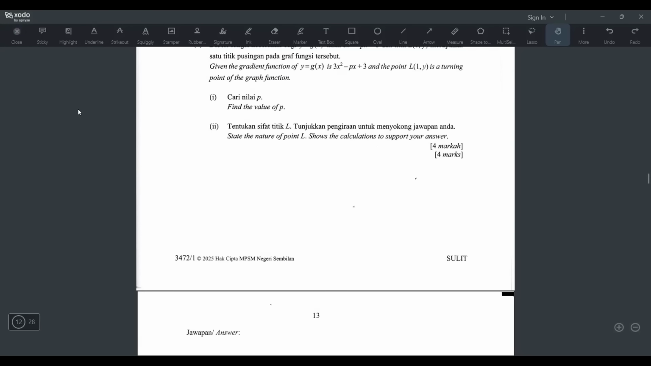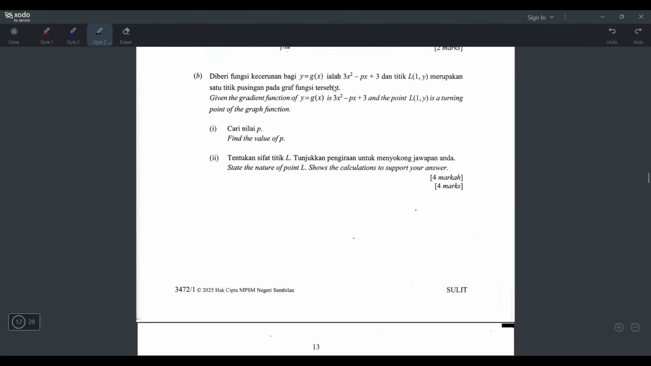Now let's do B. Given gradient function of y equals g(x) is 3x squared minus px plus 3. Alright, you need to know this word. This is a very important word in the differentiation chapter. Gradient function, I always call it short form GF. What is GF? dy/dx. So the dy/dx is 3x squared minus px plus 3. What's the meaning? It means this is already differentiated. You don't have to differentiate again. If you differentiate again, you're getting the second derivative already. This is already the dy/dx.